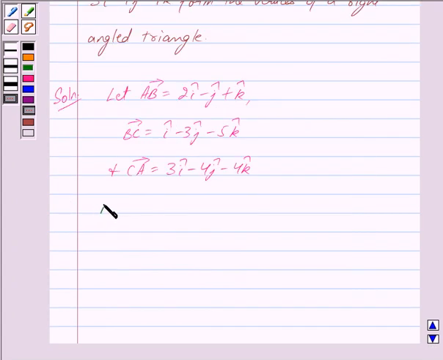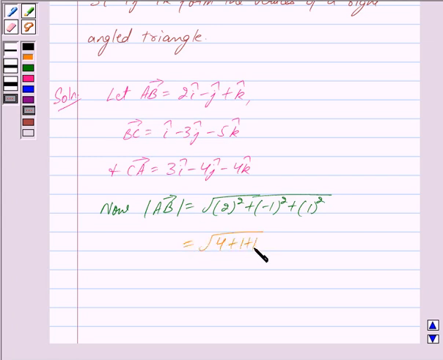Now, mod of vector AB is equal to under root of 2 square plus minus 1 square plus 1 square, and this is equal to under root of 4 plus 1 plus 1, which is equal to under root 6. So mod of vector AB is equal to root 6.